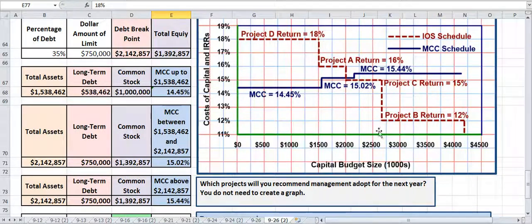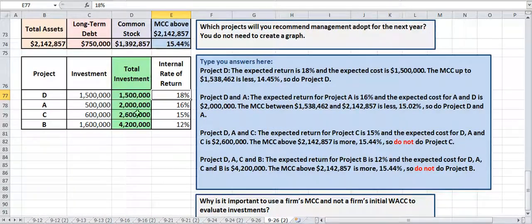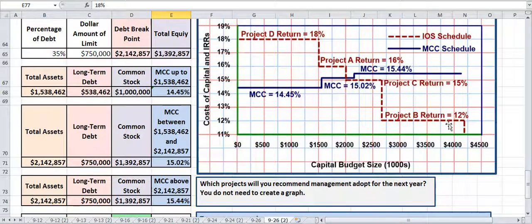And obviously we can't do project B, because at that point we're up over $3 million in our investments right here, up to $4,200,000, and the return is much lower than the cost of capital at that point. So we want to do projects D and A, not C, not B.